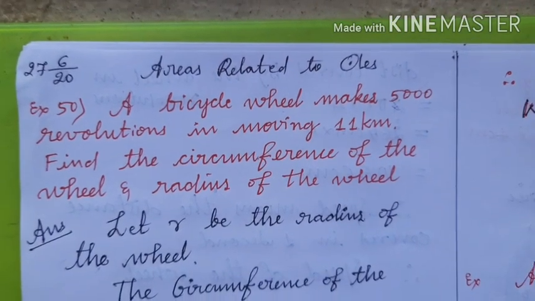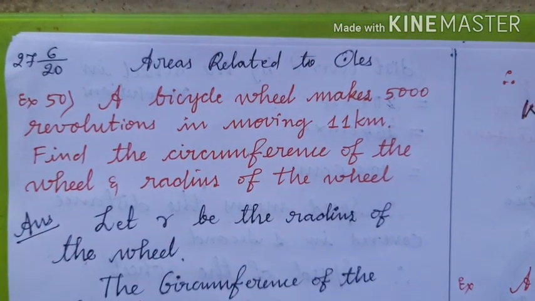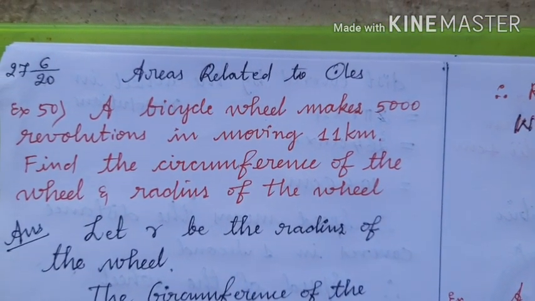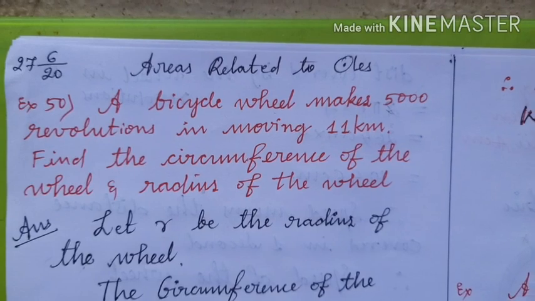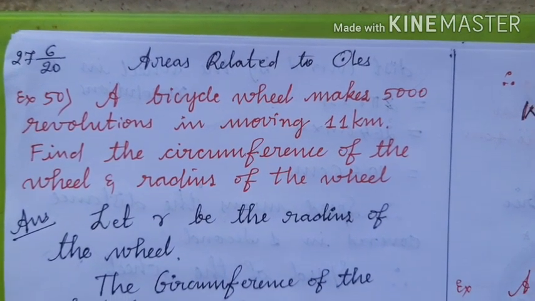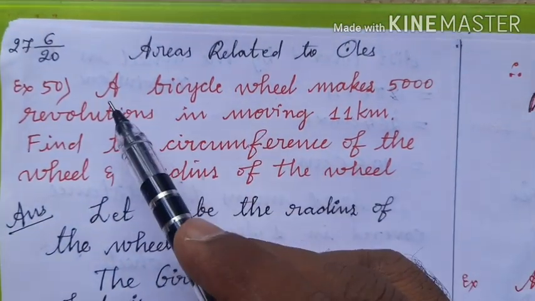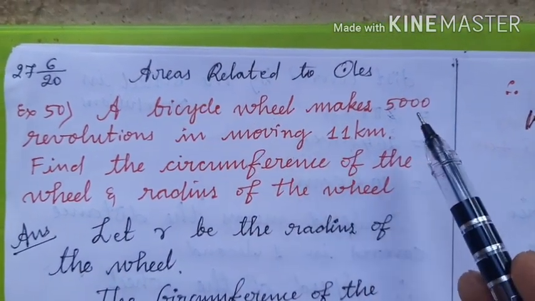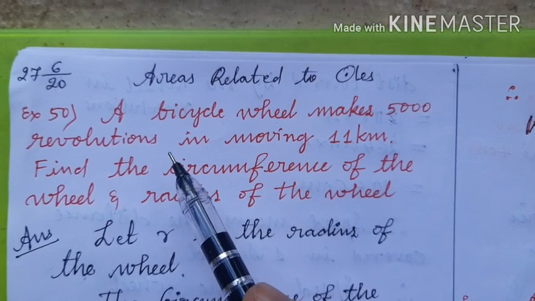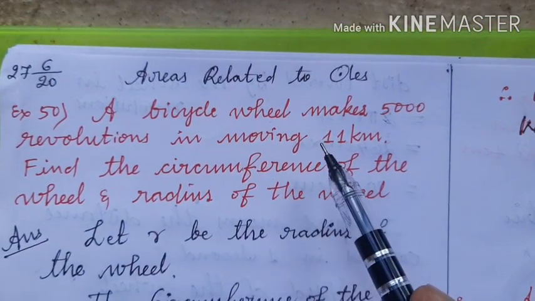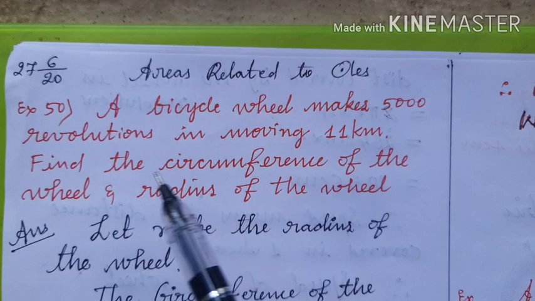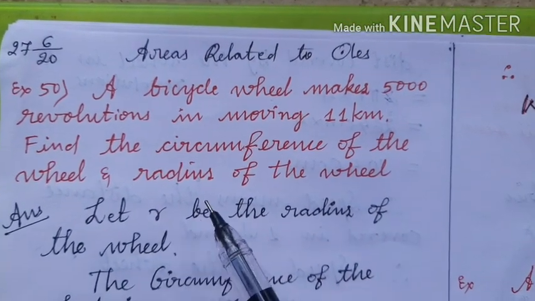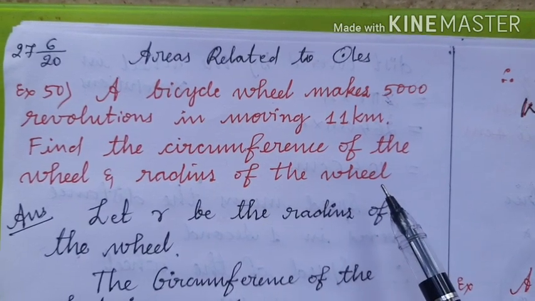Today, let us discuss some more problems related to areas related to circles chapter. Today, let us begin the session with an example. The example reads, a bicycle wheel makes 5,000 revolutions in moving 11 kilometers. Find the circumference of the wheel and radius of the wheel.